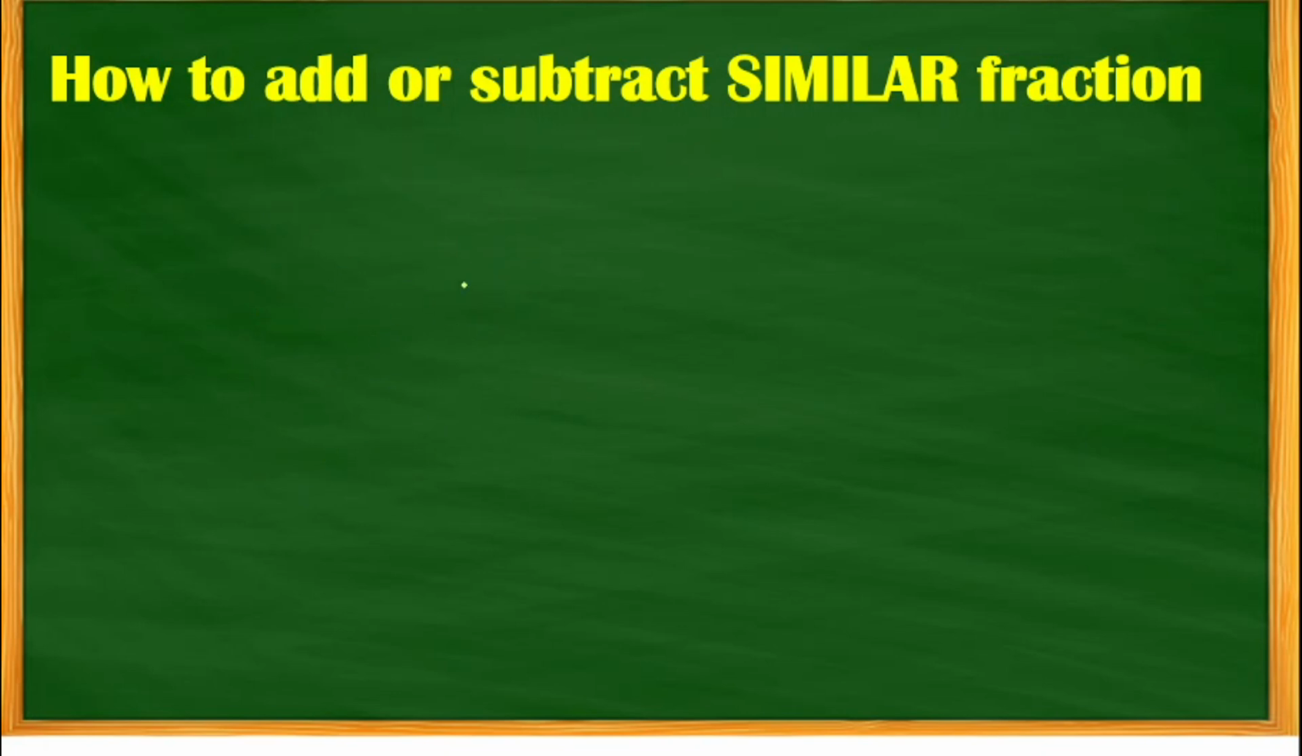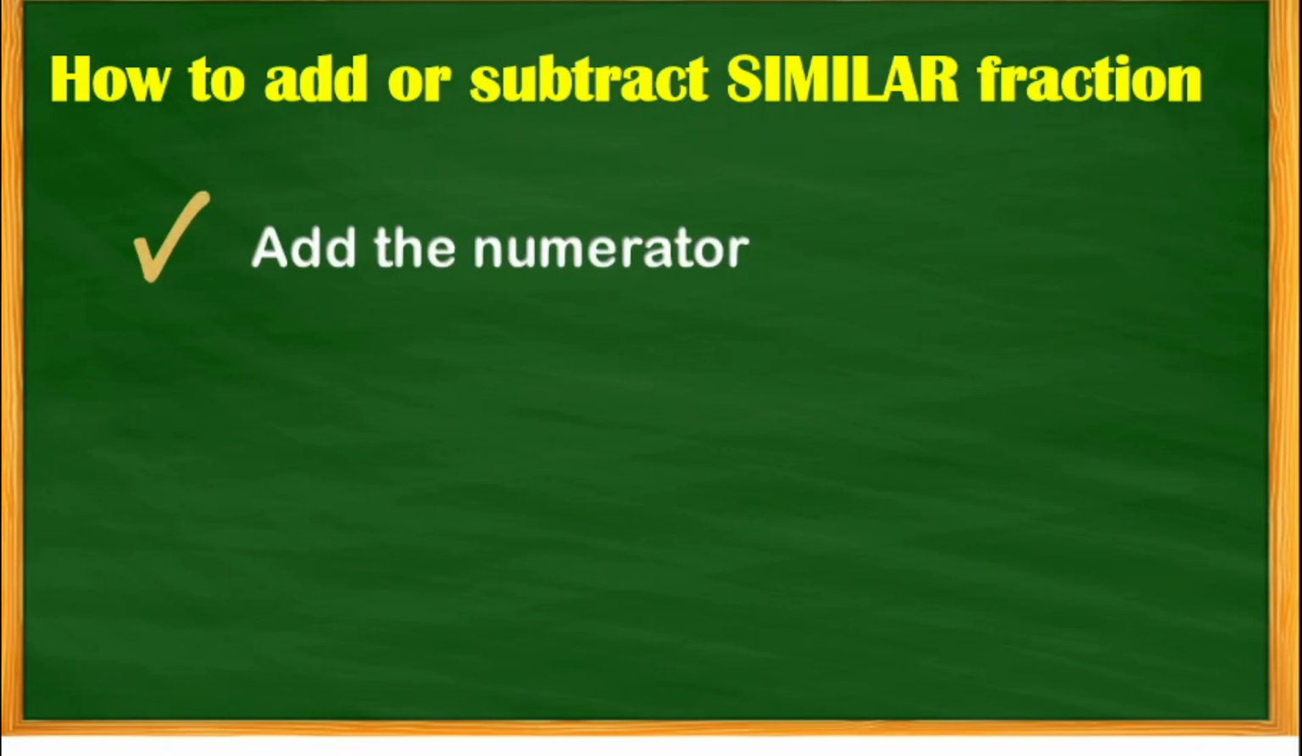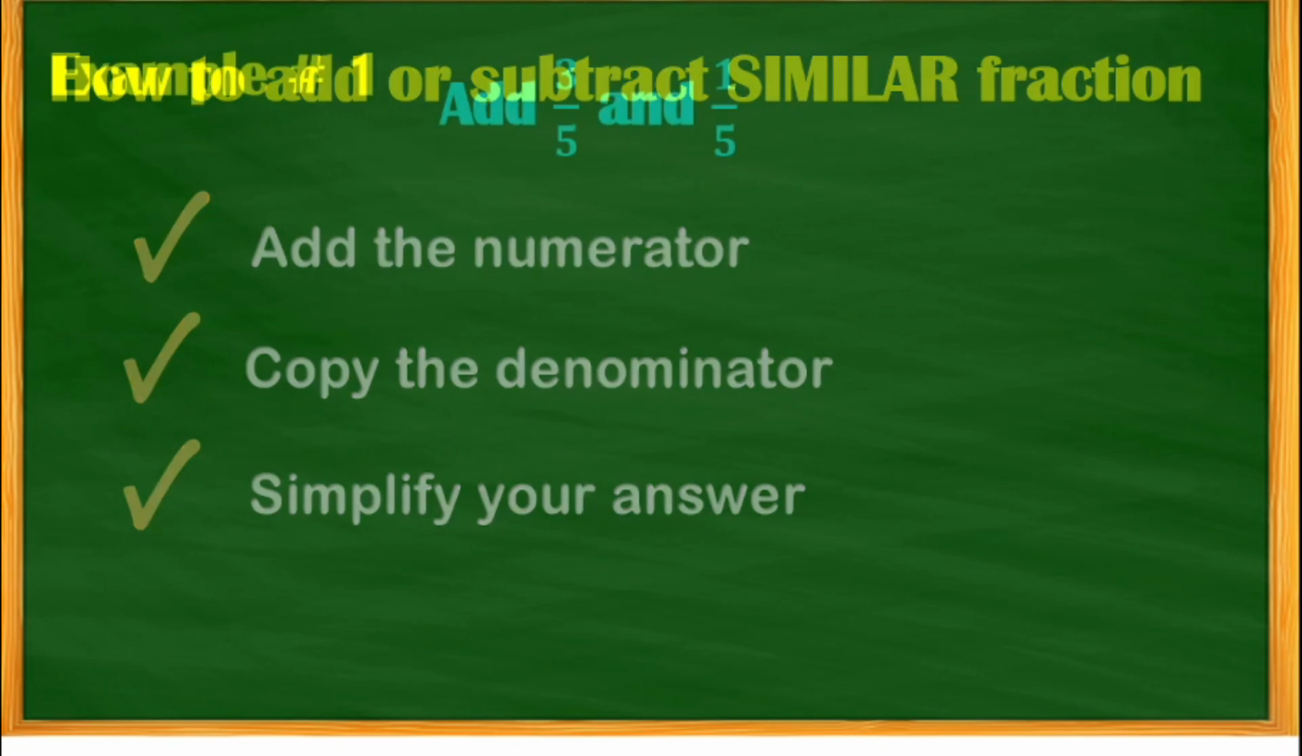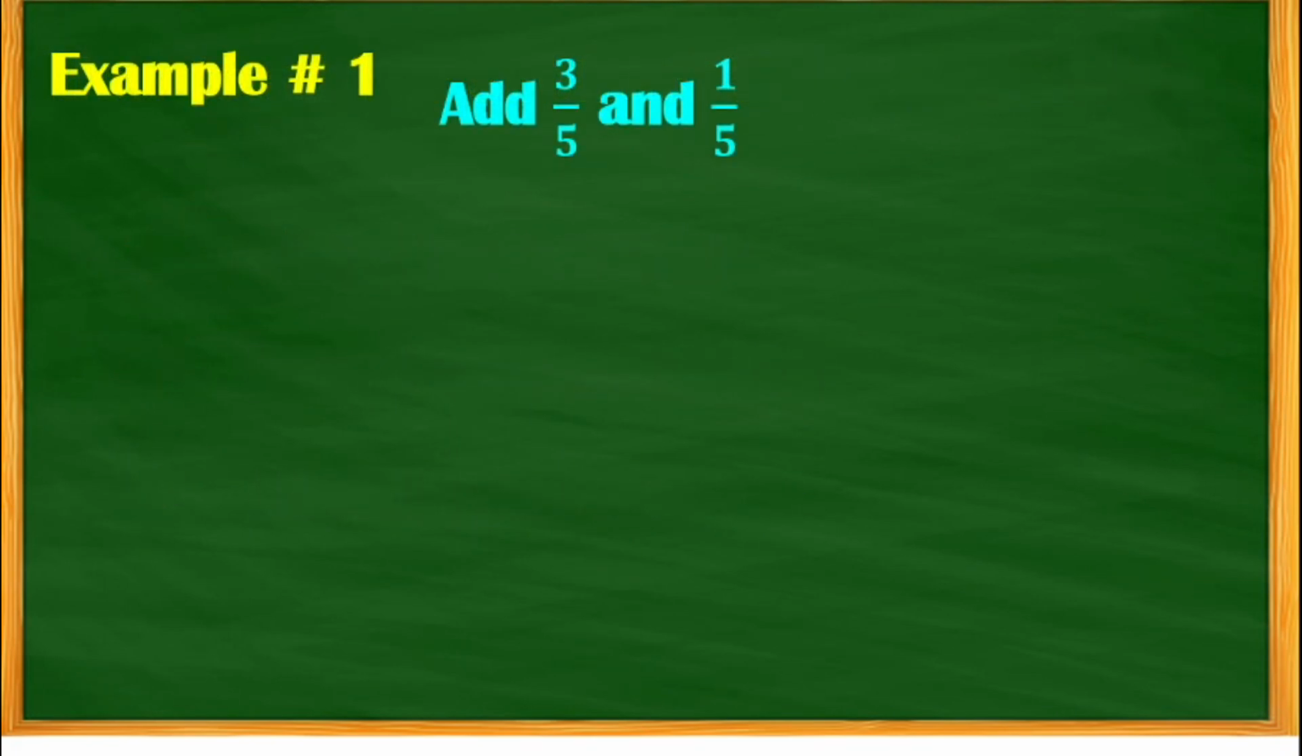So now let's focus on how to add or subtract similar fractions first. So these are the steps. Add the numerator, copy the denominator, simplify your answer. So these are the three steps on how to add or subtract similar fractions. So let's proceed. Let's have an example. Add 3/5 and 1/5. Take note, they are similar because the denominators are the same.